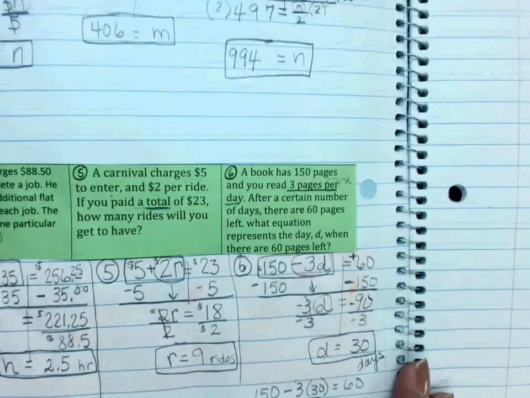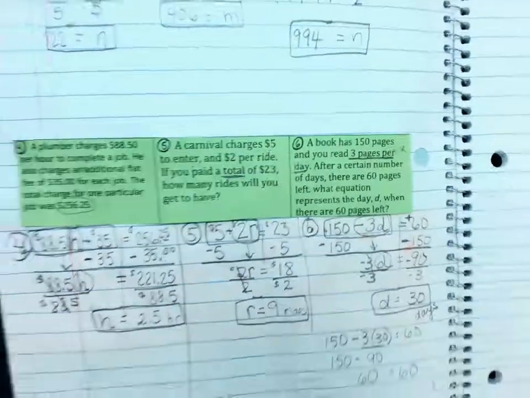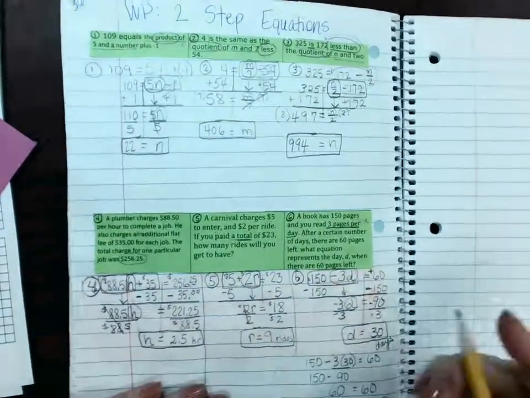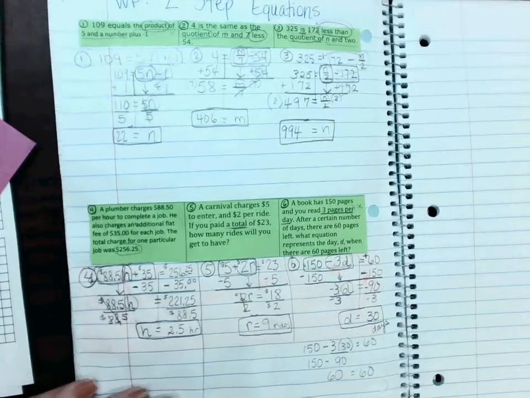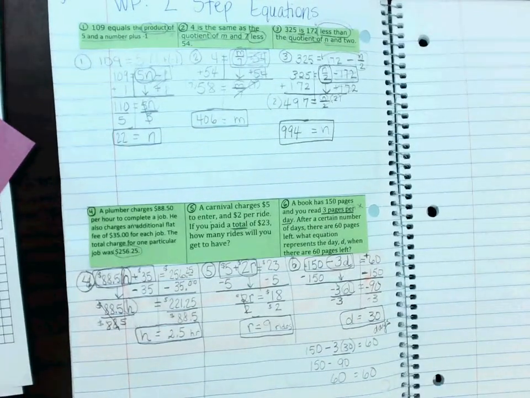Okay, so there are 6 problems that we've worked on your 2-step word problem page. 3 we wrote from a description and 3 real-life situation word problems.